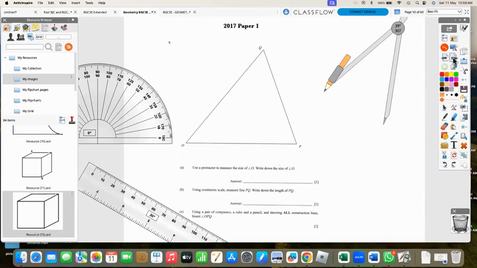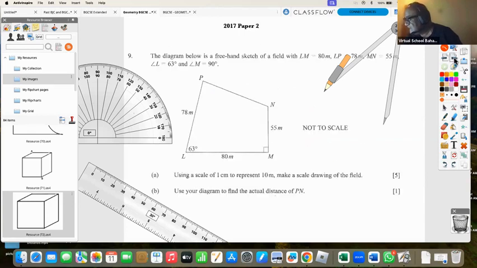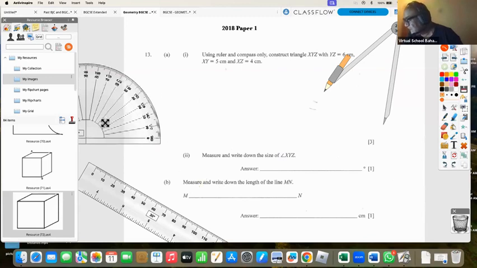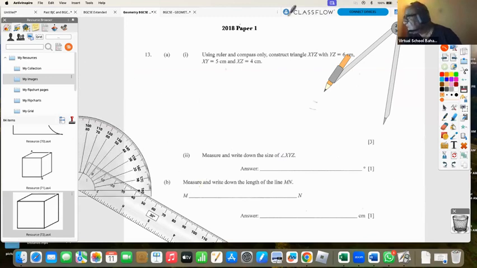You're gonna measure an angle. You're gonna measure a side, and you see the same thing here. And then this was the one that we did in 2017. Now this one, they ask you to draw a triangle from scratch. So we're going to do this one here.